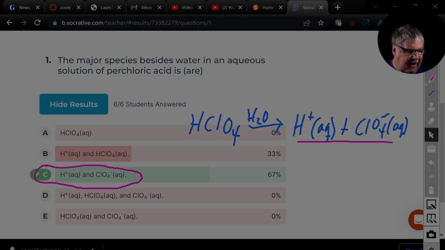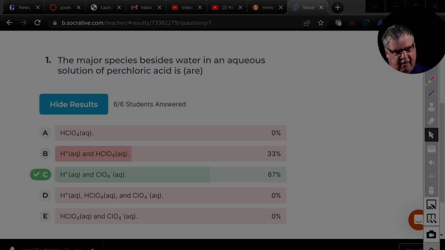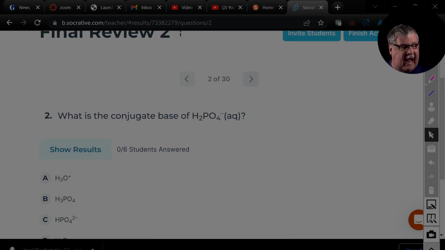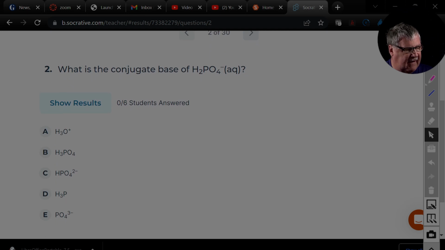All right. The other answer that people chose is reasonable if perchloric acid were a weak acid. For a strong acid, it doesn't fit, but for a weak acid, it does. So if you were talking about chlorous acid or something like that, then that answer would definitely fit.